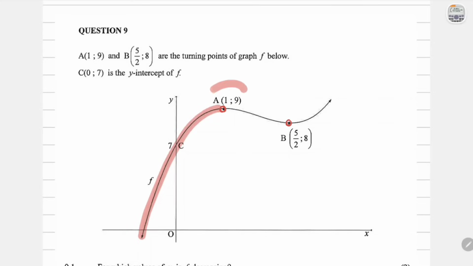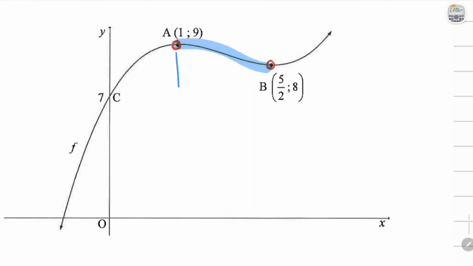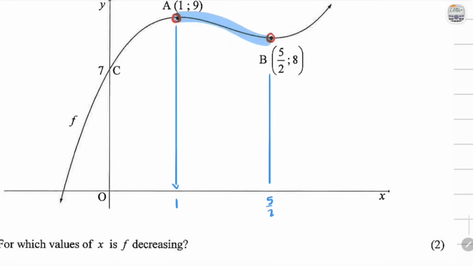So it increases and then it does something at the turning point. When we get to the turning point or the stationary points, it stands still. This is where the gradient is zero, neither increasing nor decreasing. Then over here it starts to decrease and then again increase. Okay, so we can see that where it's decreasing is here, and the critical values we will have to mark would be the x values of our turning points. This is 1 and 9, so this is 1, and then this is 5 over 2. So you can see this is decreasing all through from 1 to 5 over 2.